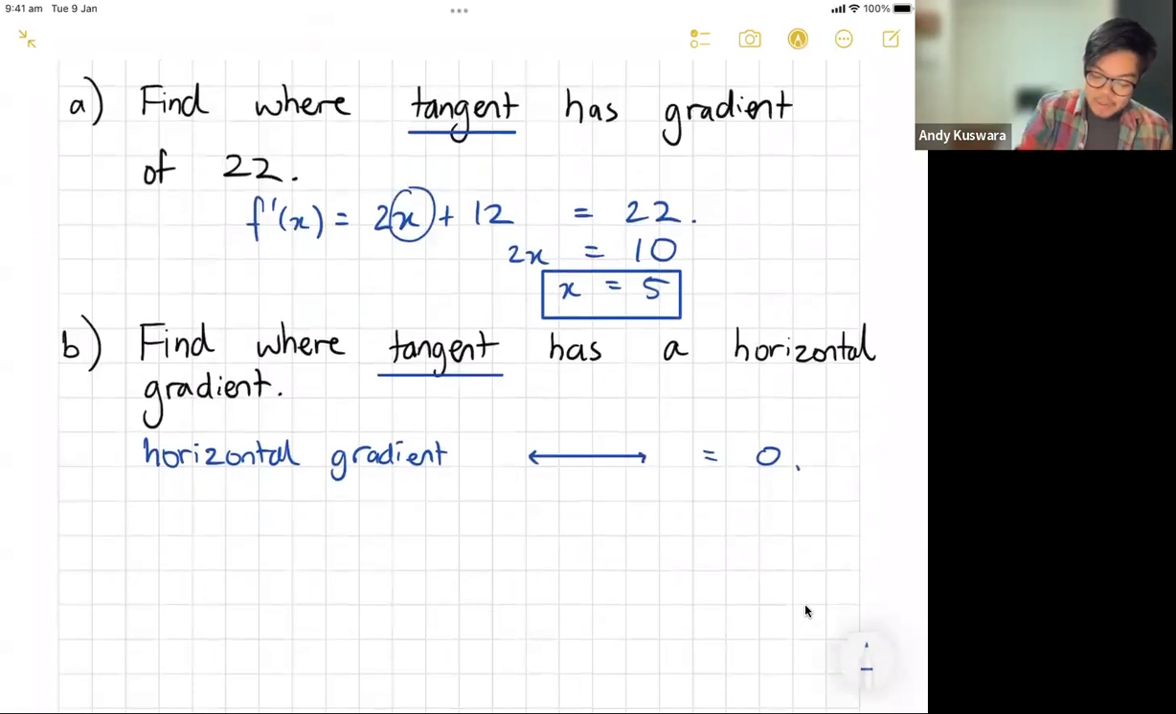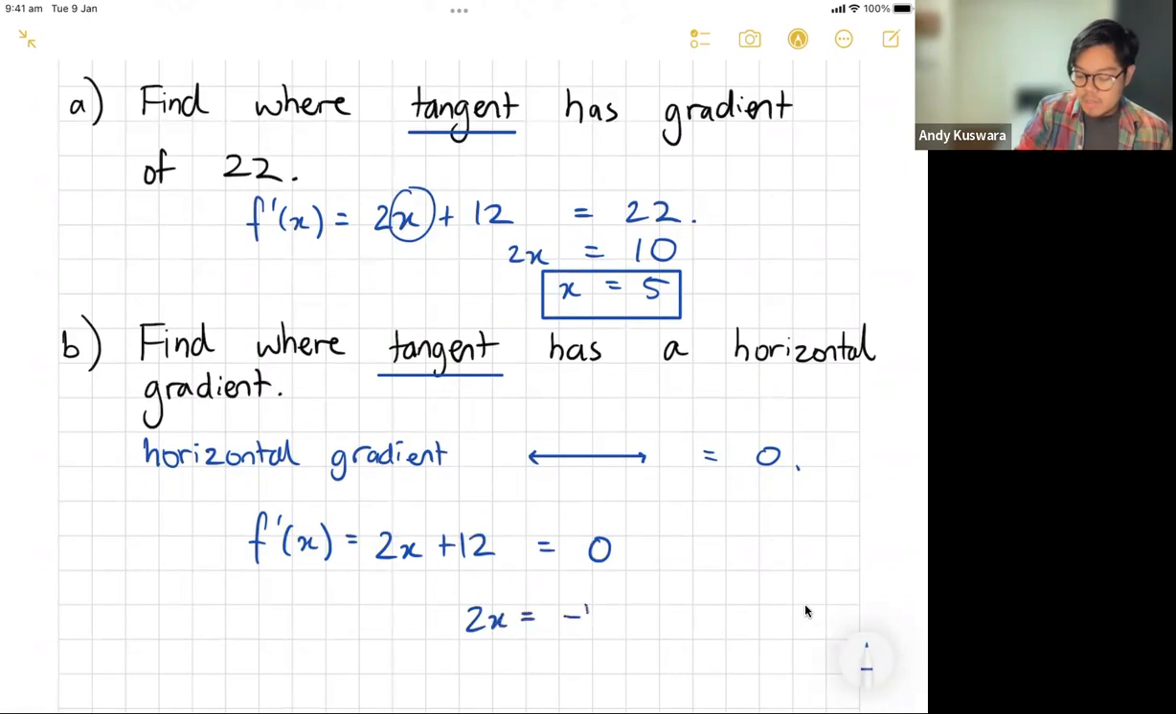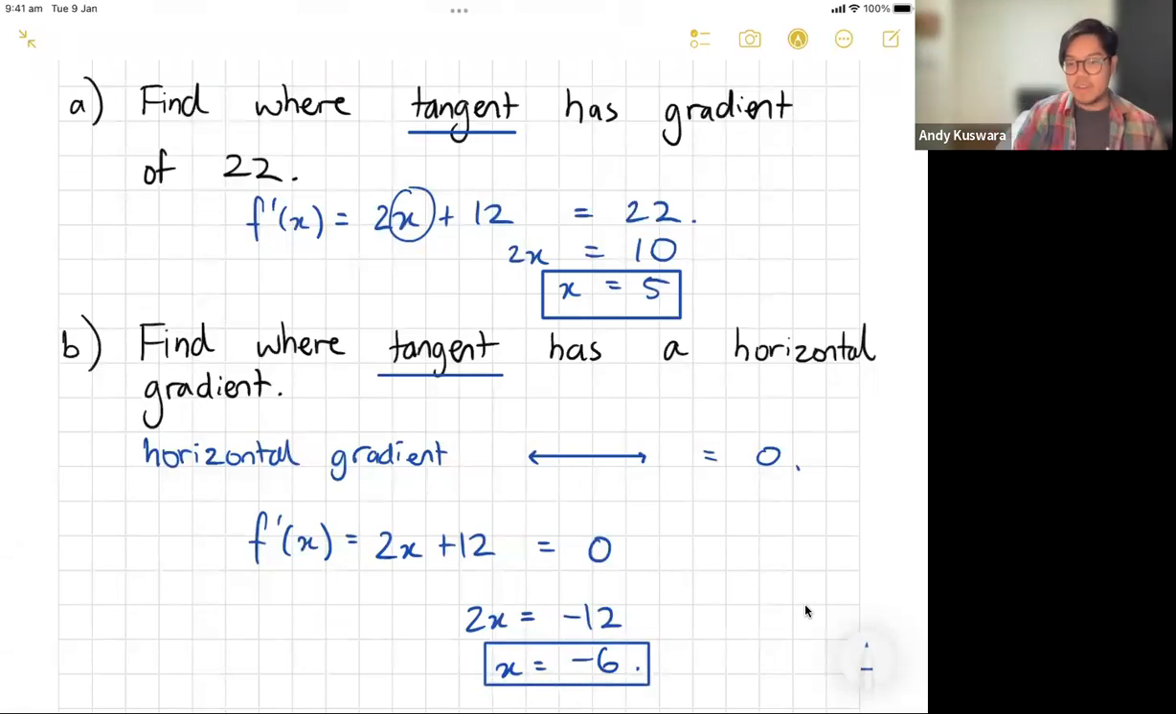Okay, so horizontal gradient. In other words, we still know that our f dash x, going from the last question, was 2x plus 12. If I want a horizontal gradient, I'm going to let it equal 0 this time. And now we just solve. So 2x will equal minus 12. x will equal minus 6. And so that, my friends, is where your tangent will have a horizontal and flat gradient. And you'll find that finding a horizontal gradient is a really important one.